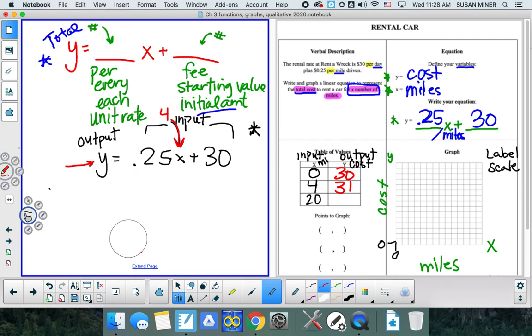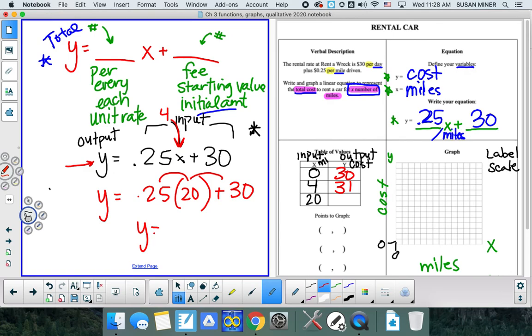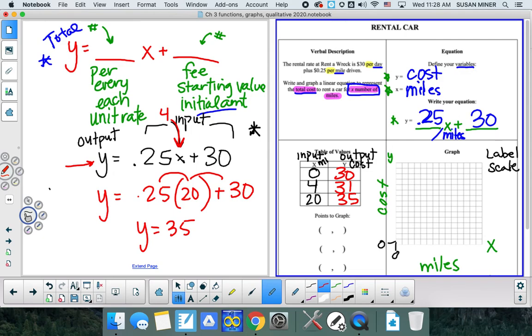The last thing that I'm going to do is the 20. And so y is equal to 0.25 times 20 plus 30. 25 cents times 20 is $5. So 0.25 times 20 is $5, plus the 30 is going to be $35, my total cost if I go 20 miles.